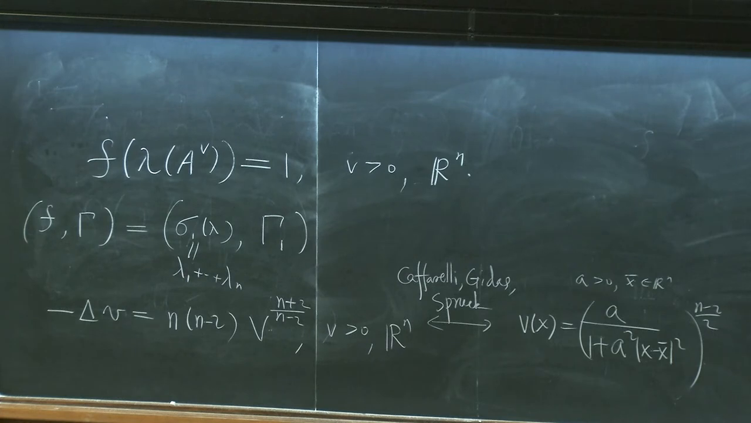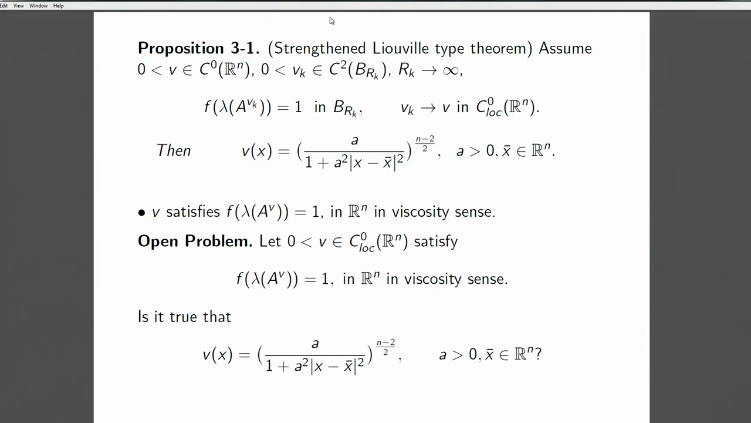Of course, if one has such a sequence of solutions living in enlarging balls, the limit will satisfy the equation in the viscosity sense. So if we know how to classify all viscosity solutions, then this result will just follow. But right now, we don't know how to prove this. Even taking V in C^{1,α}, we still don't know how to classify these viscosity solutions. This equation is elliptic, but not uniformly elliptic.